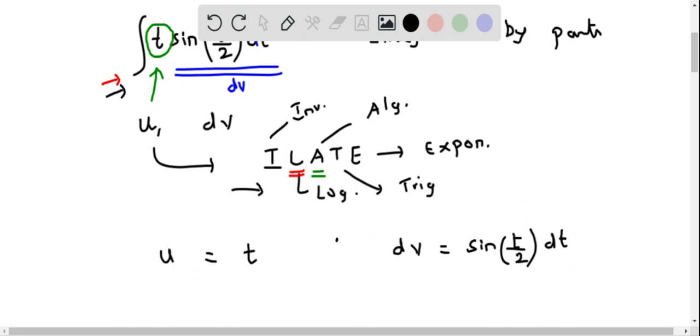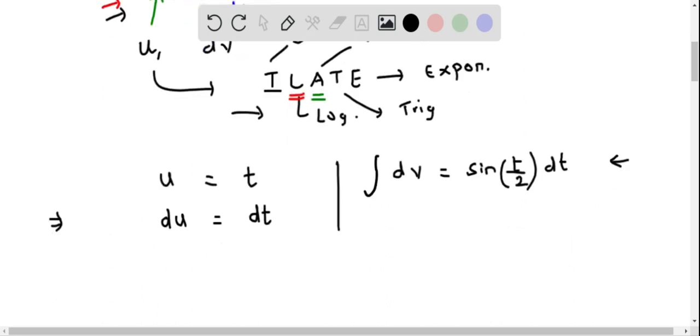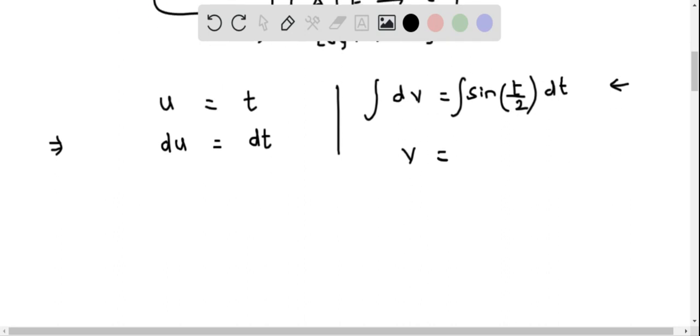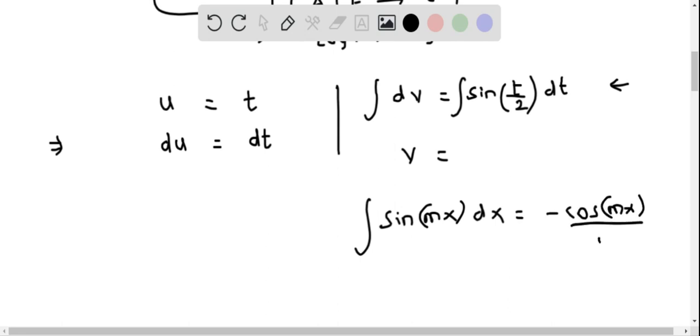Let's continue. On this side, we have to take the differentials. That is, the differential of u is du, and the differential of t is dt. And on this side, we have to integrate. That is, we integrate both sides. The integration of dv is just v, and then the integration of sine t by 2. Here we can use this formula: if we have the integral of sine of mx dx, this equals negative cos mx divided by m, plus the integration constant c.